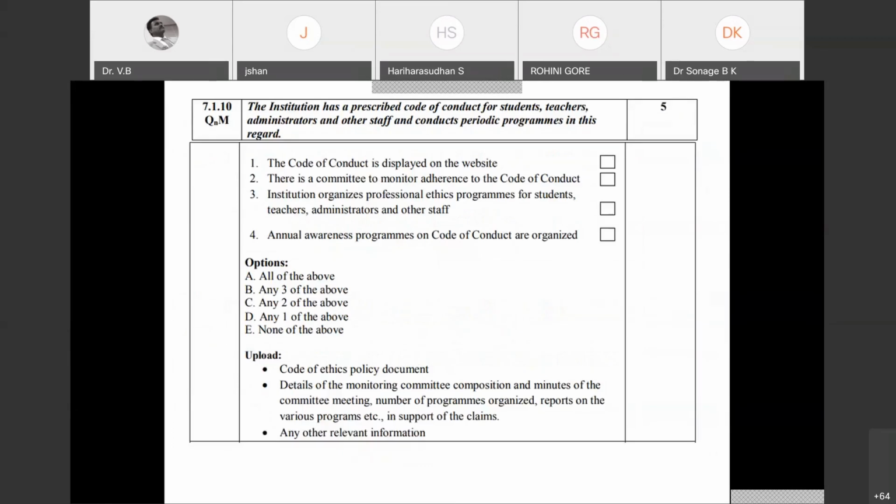And the code of conduct for students, teachers, and staff, whether it is displayed on the website. Most of the institutions have a service rule book for their employees. Also, the curriculum book is issued to the students, which also includes the code of conduct that is expected of the student inside and outside the campus during the course of study. And if the institution organizes any regular annual awareness programs, that should also be included.